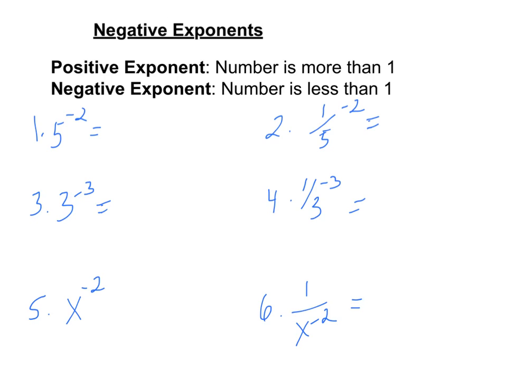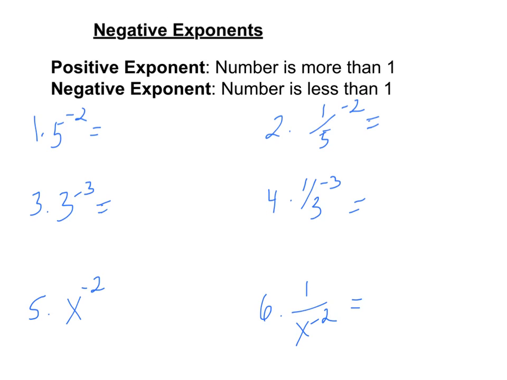First things first, positive exponents. Whenever you see something raised to a positive exponent, that number is more than 1. On the flip side of that, if you see a negative exponent, the number is less than 1. So you're dealing with a smaller number. So let's take a look at number 1.